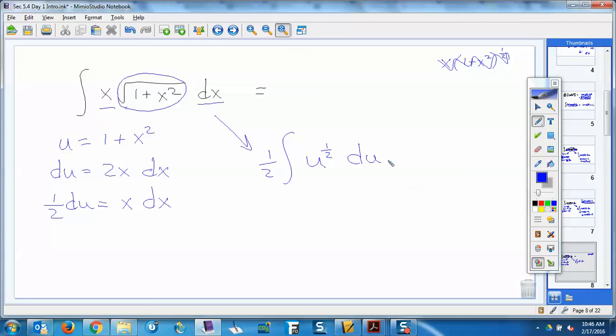Now, is this one I can do? It's just a simple power rule now at this point, isn't it? Right? The 1/2 is just going to hang out there. I'm going to raise that up to a 3/2 and divide by 3/2. What is it when you divide by 3/2? Multiply by 2/3, right? Reciprocal. u to the 3/2 plus c.